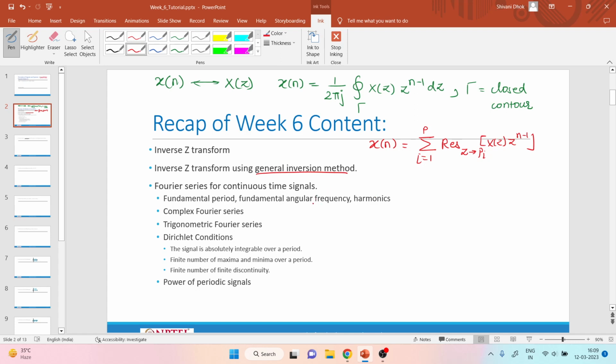After that, the Fourier series for continuous time signals was introduced. So what is the role of this Fourier series? Basically, this Fourier representation takes us from the time domain to the frequency domain and allows us to visualize many things which can't be visualized in the time domain. The Fourier series is defined for periodic signals.